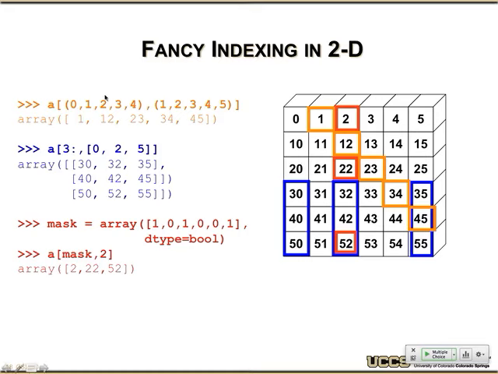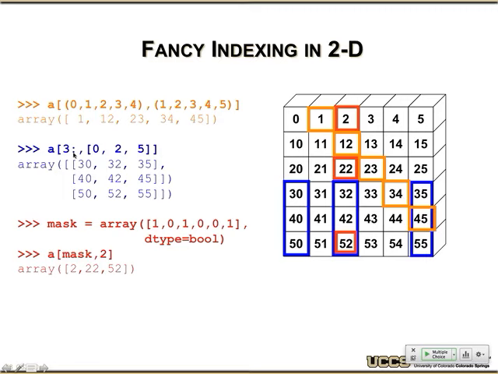So in 2D, instead of passing in just a single value, I can pass in tuples. So I can take the array, which is now a 2D array, I can say 0, 1, 2, 3, 4 is a tuple, comma 1, 2, 3, 4, 5 is a tuple. And what that's saying is it's going to pair these up: 0, 1, 1, 2, 2, 3, 3, 4, 4, 5. That's the orange items coming out of this array.